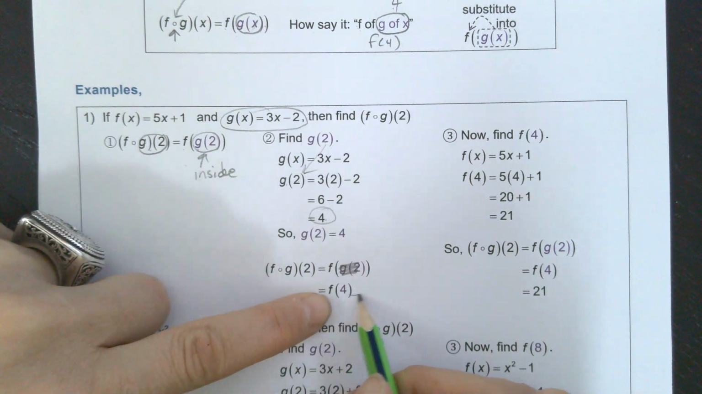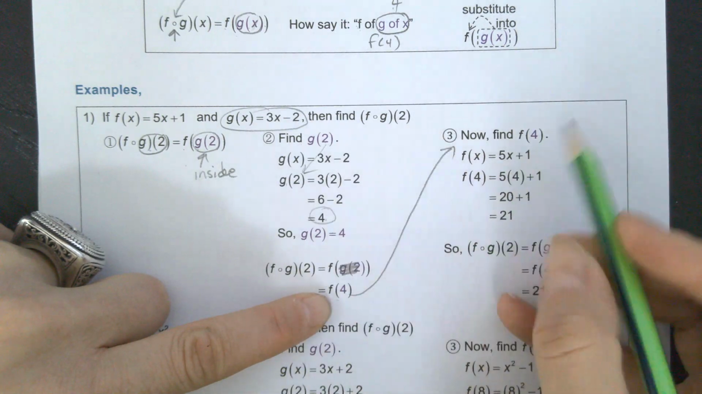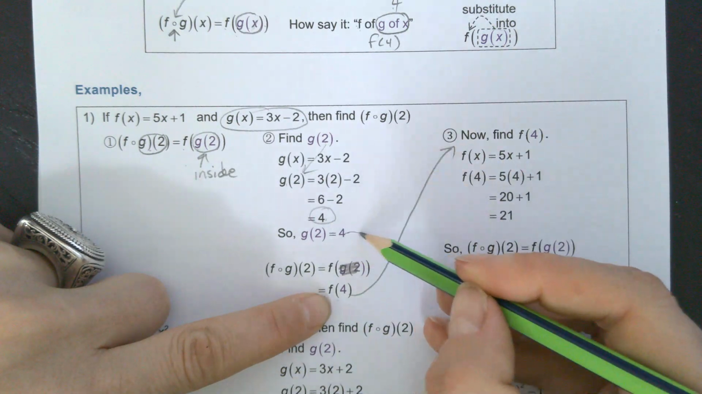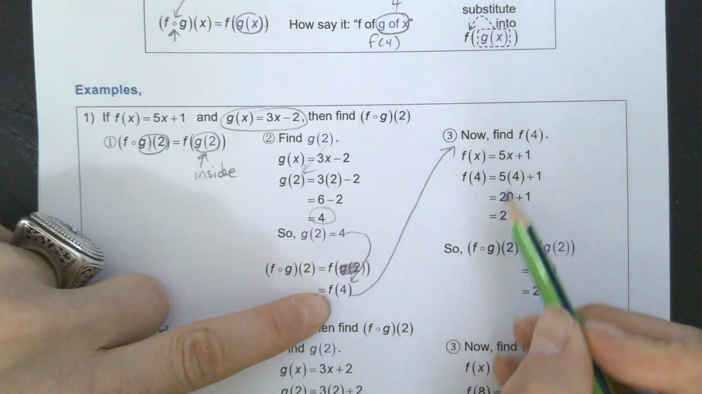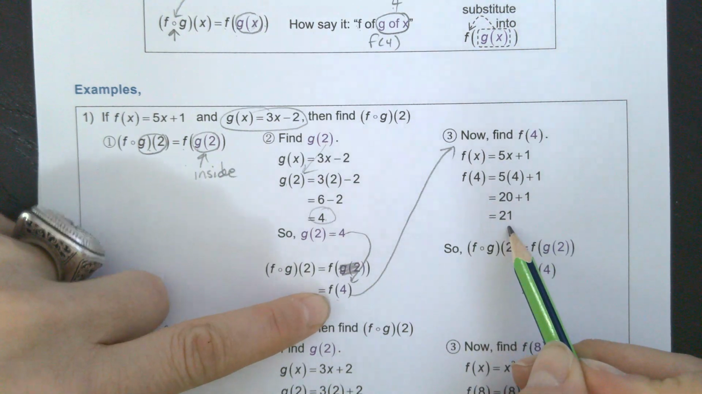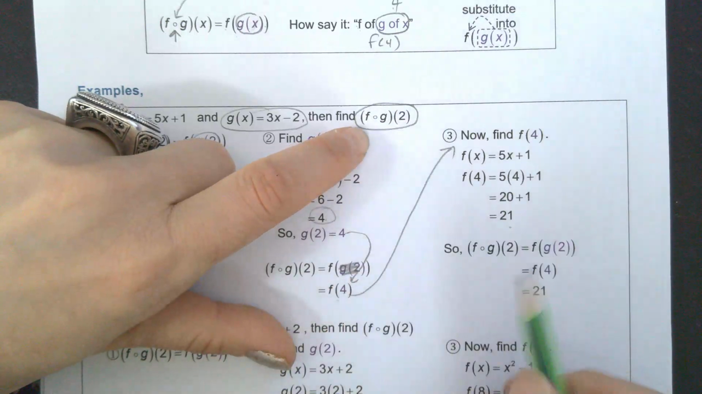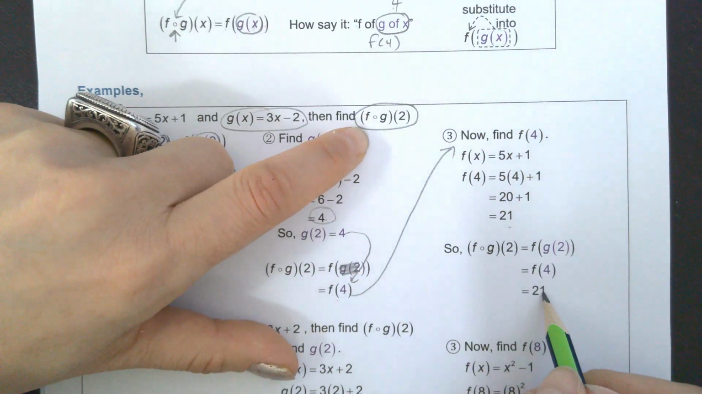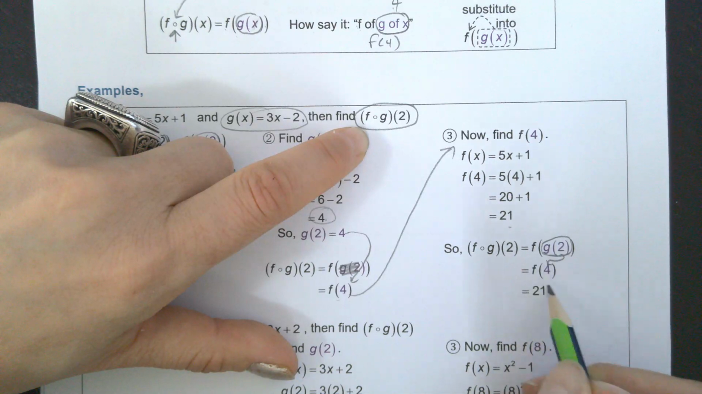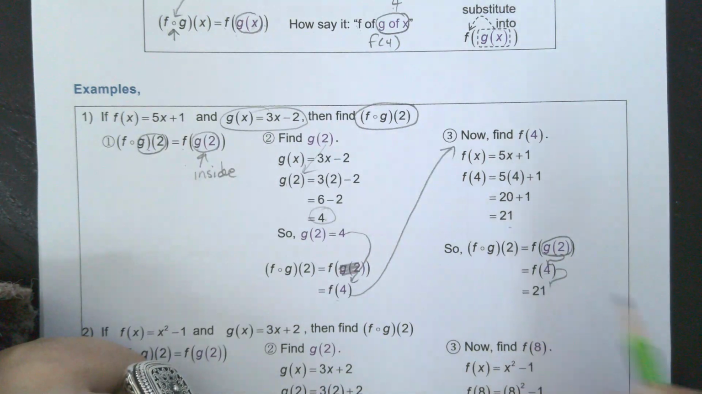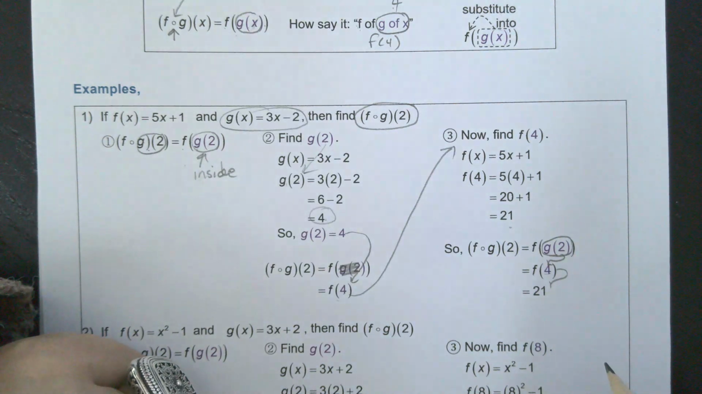Now I have to find f of 4. Whatever number is here, I put it inside f. Now I put 4 inside f, solve it, and this thing is equal to 21. Because I found g of 2 was equal to 4, then I found f of 4 was equal to 21. So it's just kind of long. Let's try some examples.